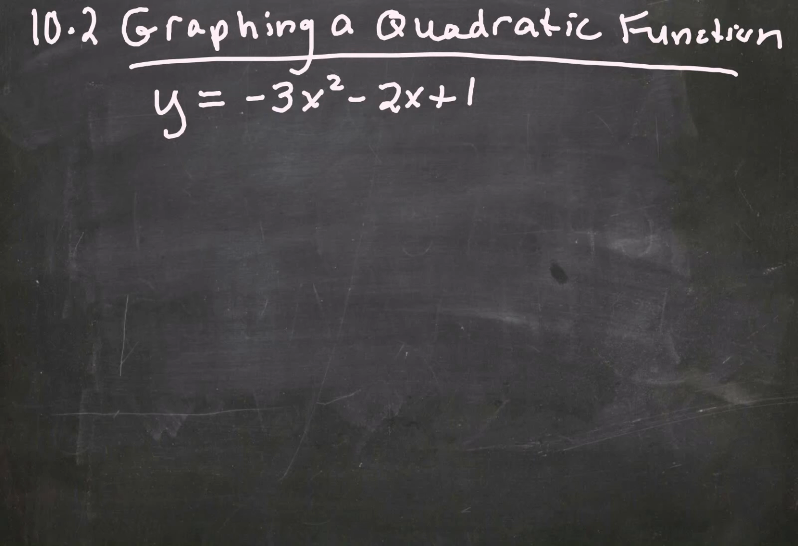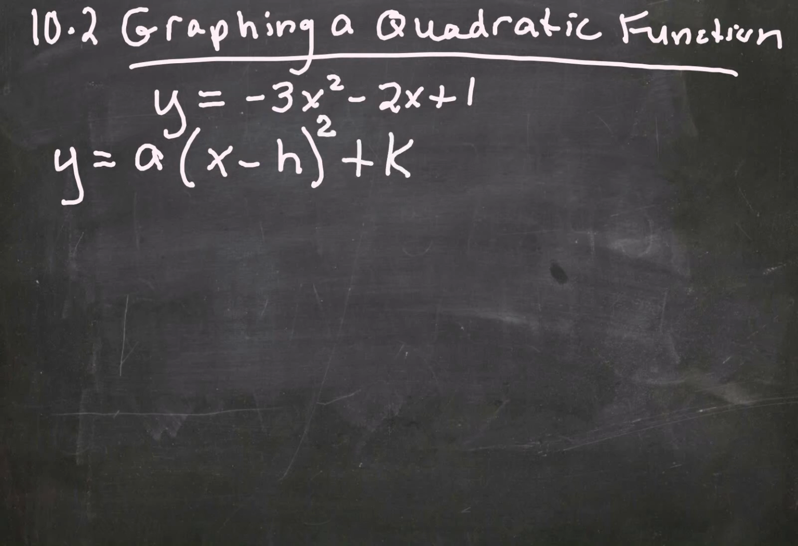And standard form of a quadratic is y equals a times x minus h all squared plus k. That is the standard form of a quadratic function. And how this helps me is that h and k is my vertex. Remember, the vertex for a quadratic is the lowest or highest point of the parabola, because when you graph a quadratic, you get a parabola.